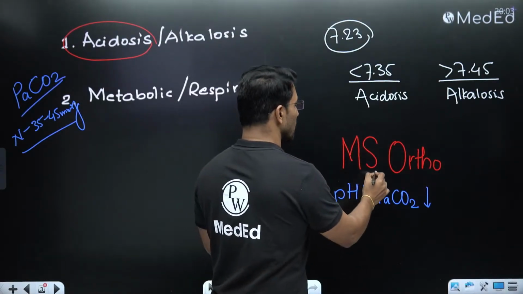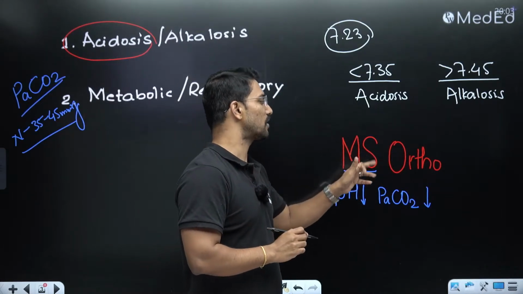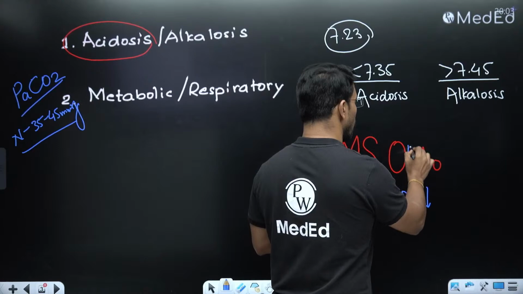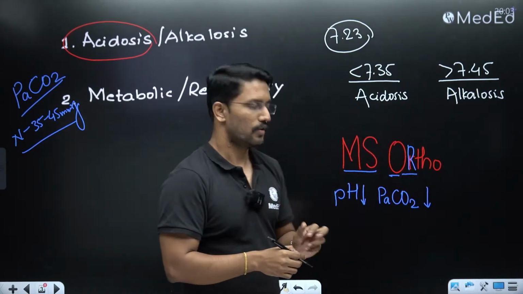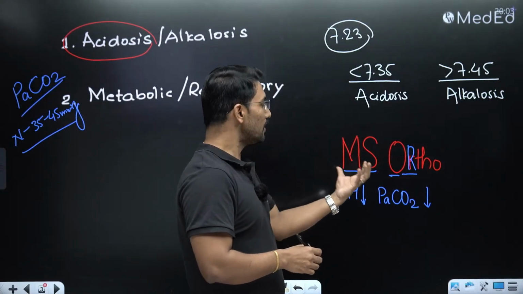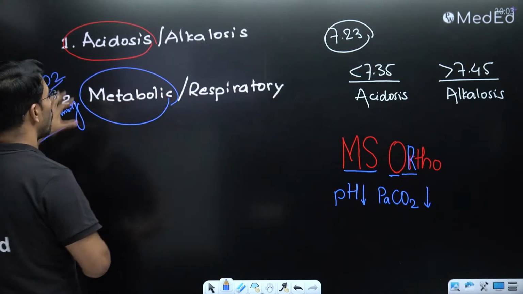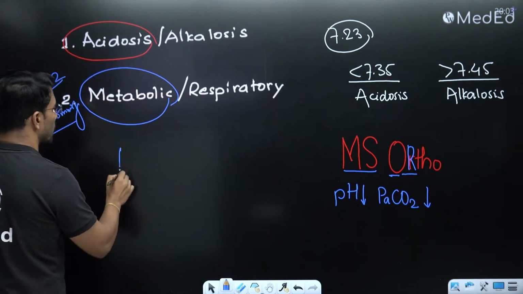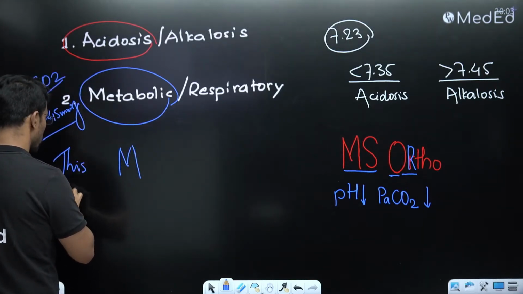So the mnemonic applies like this: if both are in the same direction, it is metabolic. MS Ortho stands for metabolic, same side. The R in Ortho stands for respiratory, opposite. Here both are in the same direction, so whatever pathology we have is a metabolic abnormality. So what is the conclusion on this ABG? We have metabolic acidosis. This ABG is showing metabolic acidosis.